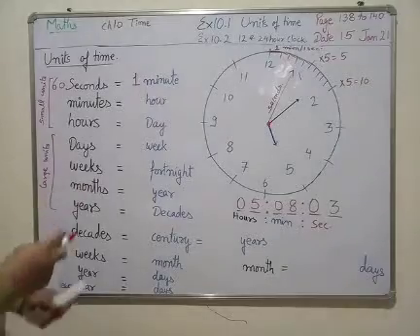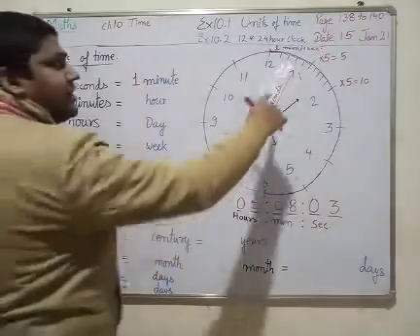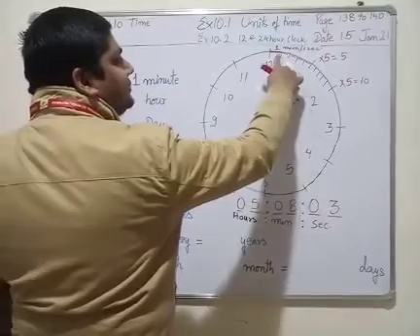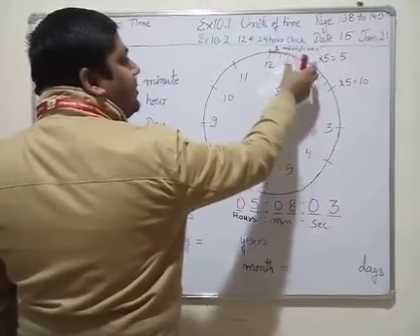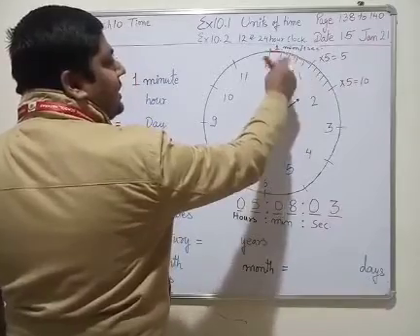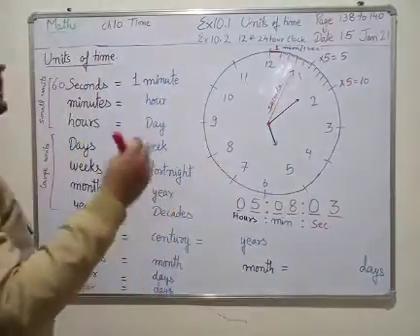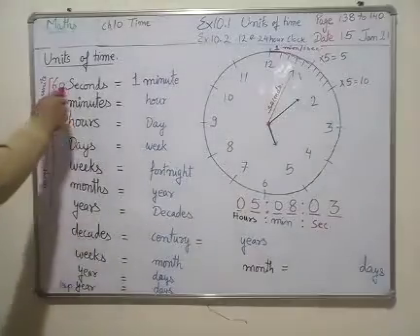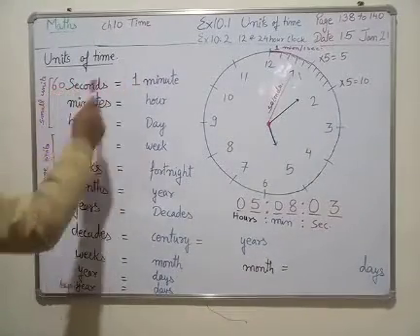You can see on the board that if I collect all the seconds 1, 2, 3, 4, 5 in one block or one bigger division, and we have 12 divisions, then 5 12s are 60. So that's how there are 60 seconds in 1 minute.